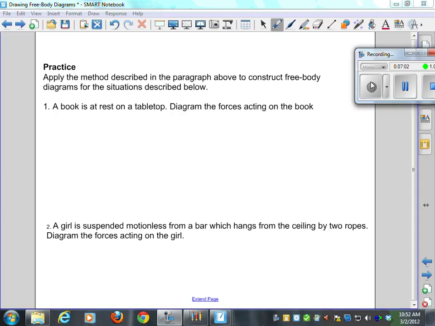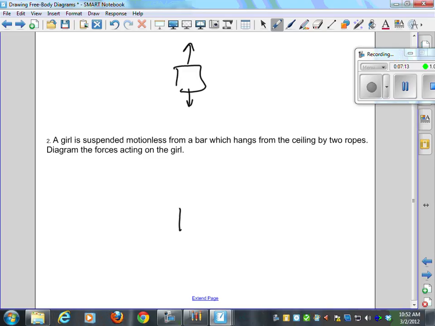A book is at rest on a tabletop, diagram the forces acting on the book. Well, I hope everybody got that, right? A girl is suspended motionless from a bar which hangs from the ceiling by 2 ropes, diagram the forces. Now, it could be exactly the same. If you want to be, you could say there's actually 2 forces on her because she's got 2 ropes, but I'll take a single one. Now, the sum of those would have to be equal to that, right?